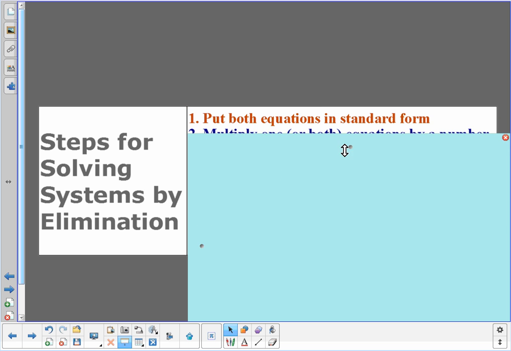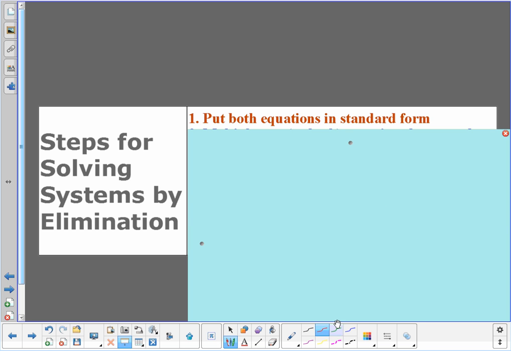The first thing that we want to do is put both equations in standard form. And that's what I talked about when we have the x's lined up, the y's lined up, the equal signs lined up, and the constants lined up. So if you don't remember standard form, it looks like this: Ax plus By equals C.